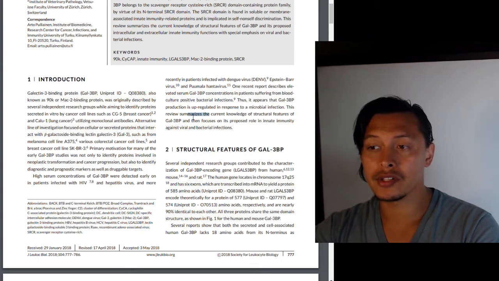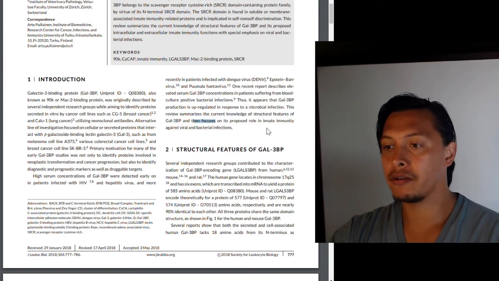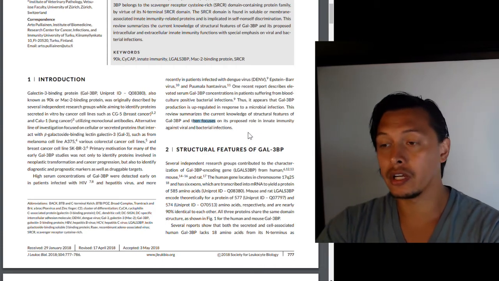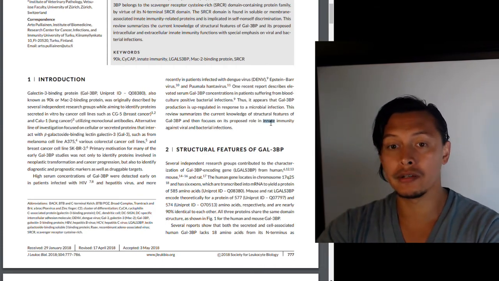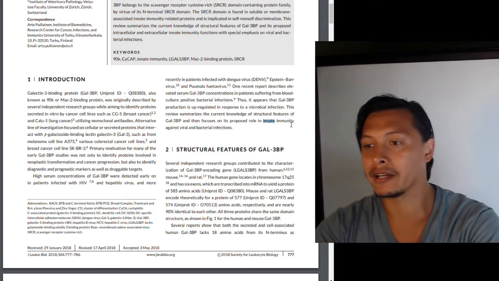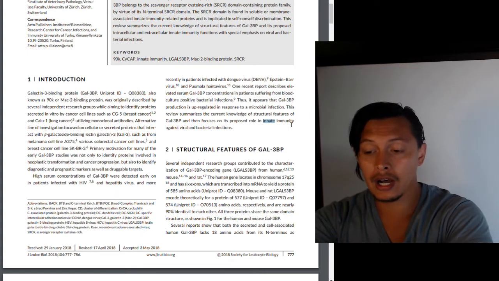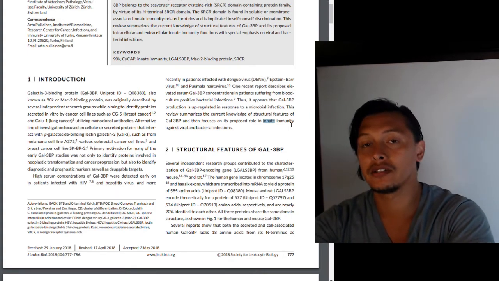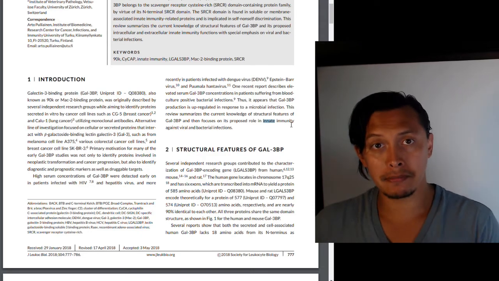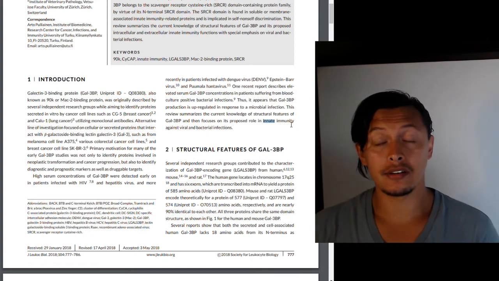This review summarizes the current knowledge of structural features of galectin-3 binding protein and then focuses on its proposed role in innate immunity against viral and bacterial infections. So when we're talking about innate immunity, we're talking about the immune response that is not specific to a specific disease. So for instance, the adaptive immune response would be an example of your antibody creation, where you're creating antibodies against a particular disease that has infected your body.